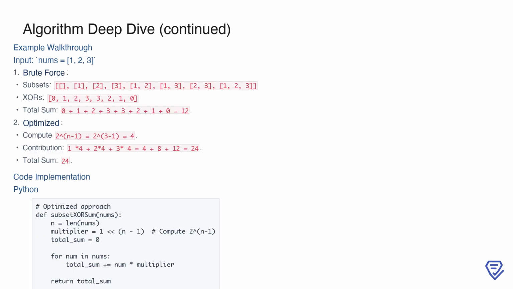The Python implementation of this method is concise. We compute the multiplier 2^(n-1) using a bitwise left shift, then loop through the array to calculate the total XOR sum. This simple yet powerful approach demonstrates how leveraging mathematical insights can significantly enhance algorithm performance.